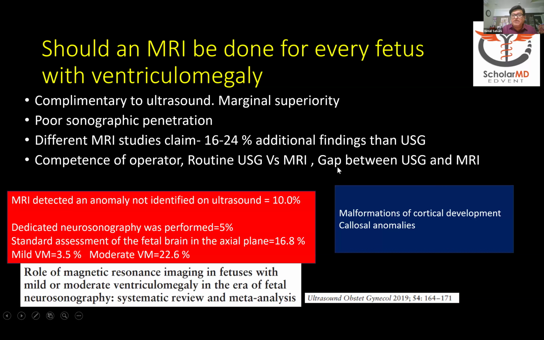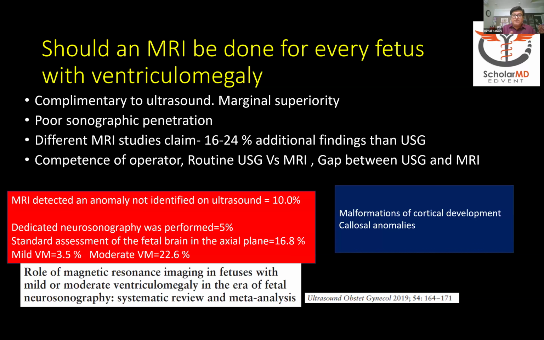And what is the gap between ultrasound and MRI? Because you do an ultrasound at 20 weeks, you say there is a mild ventriculomegaly, nothing else is being found. And then because you do an MRI at 26 weeks, you may find malformations of cortical development at that time.